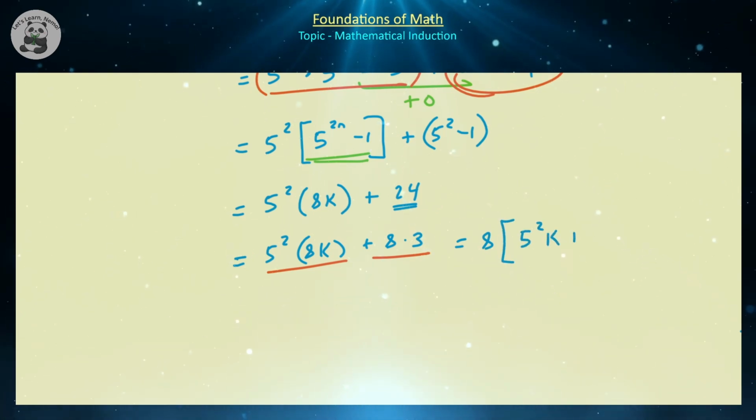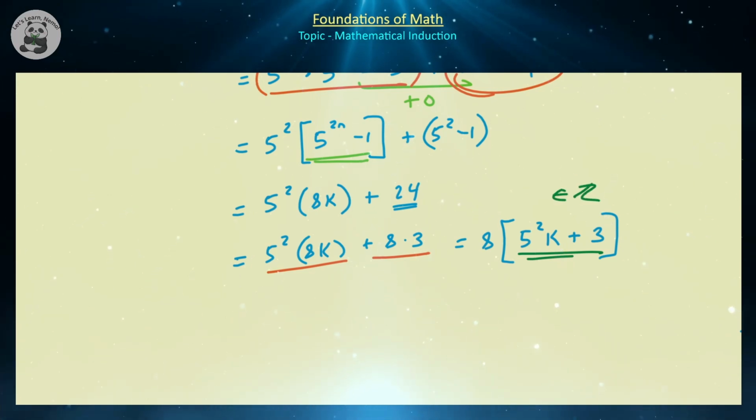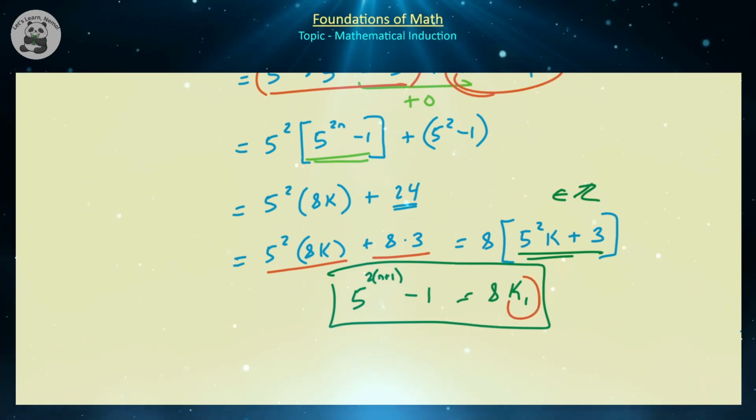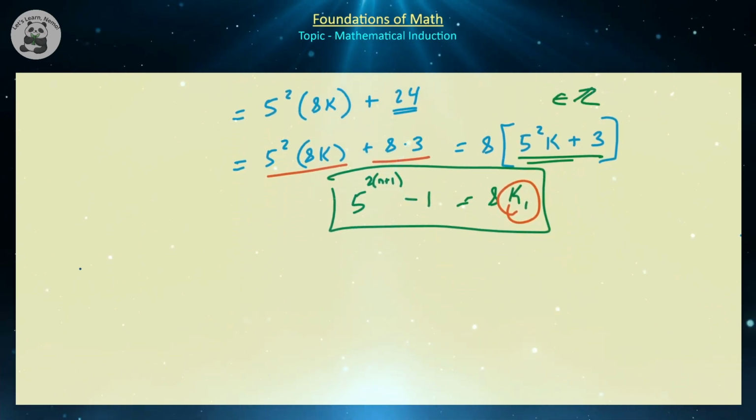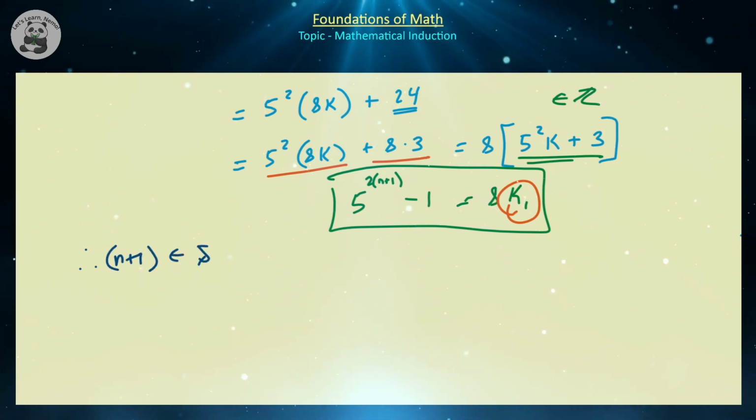I'm just going to be left with 5 squared k plus 3. And since we know that the set of integers is closed under addition and multiplication, this also belongs to our set of integers, so I can call it a new k value, for example k1. So I have that 5 to the 2(n plus 1) minus 1 is also divisible by 8 because I've found an integer k1 such that 8 times that integer is equal to this expression, which I'm testing for divisibility by 8. If that is the case, that means n plus 1 belongs to our set S, and n belonging to S was the thing that implied this to be true.